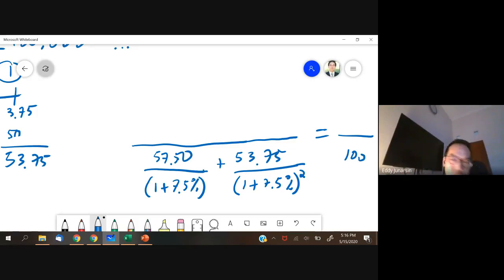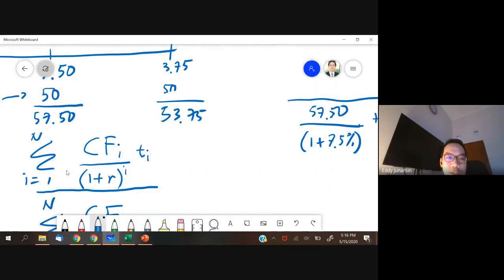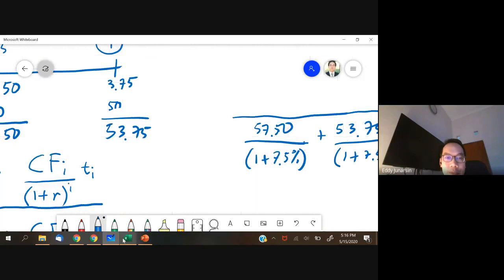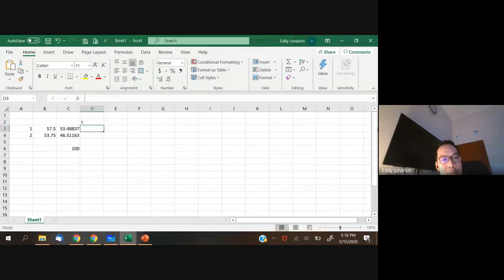Now we have to deal with the numerator. Remember the formula? It's very similar to the denominator, except that we have to multiply each of the present values by the real time. So we need the real time here. For the first period, what is the real time? Half a year. And the second period is 1 year. This is the real time, and this is the periods. In this case they are different because we are doing the semi-annual system. So 2 periods, but 1 year.